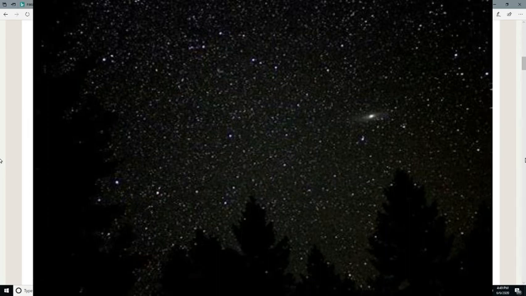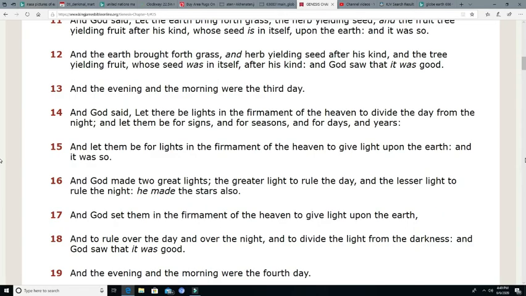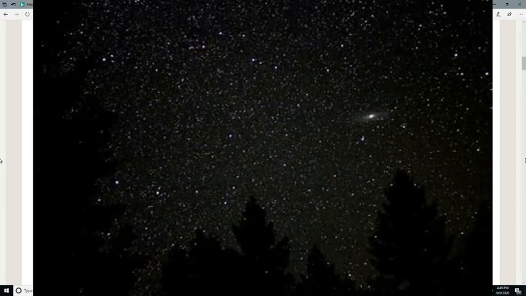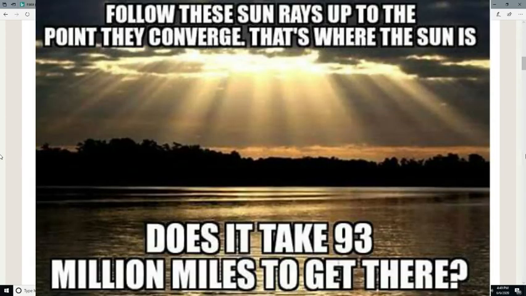And God set them in the firmament of heaven to give light upon the earth. No celestial body shines in the universe. They're close up over our head, and they only shine down on the earth. The stars are not billions of miles away. The stars are right over your head, and they shine only down on the earth. The sun is right over your head, and it shines only down on the earth.